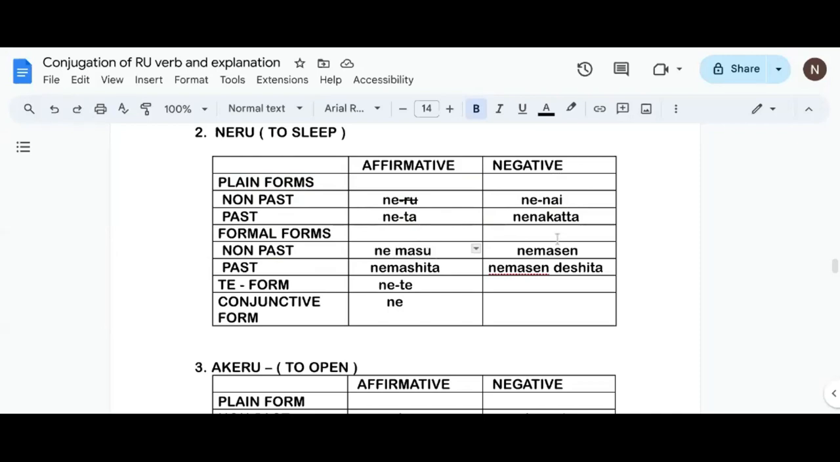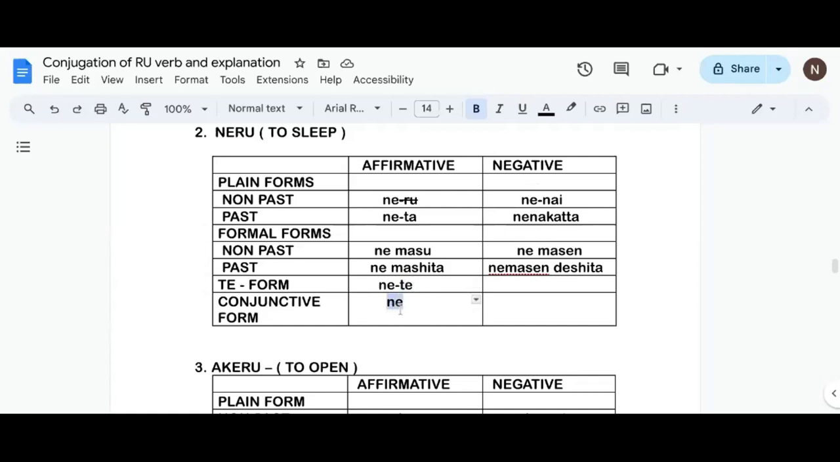In your negative, again, drop the ru and just add masen, nemasen. In your past, formal form, drop the ru again, add the mashta, nemashta. And then in your negative formal form, past form, nemasen deshta. And your te form is nete, drop the ru, add the te, nete, like nete kudasai. Please sleep.